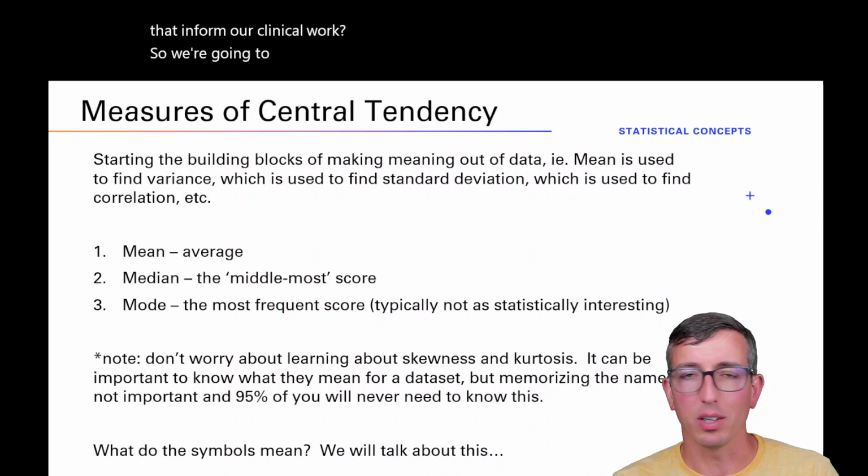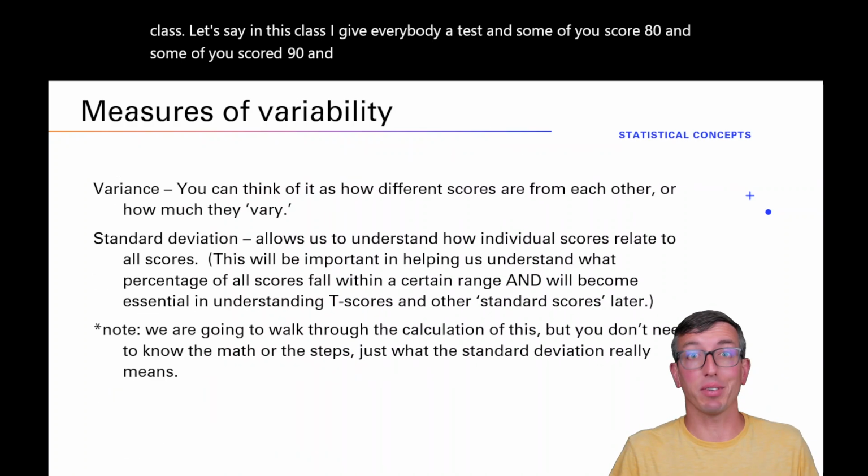So let's pretend that I have a mean, or I have an average. I poll all the people in a class. Let's say in this class, I give everybody a test, and some of you score 80 and some of you score 90, and then I take the average of all the scores and I get 85, just a round number. Doesn't matter what the test is for. But I want to know how big the variance is. What does the variance mean? It means how much those scores differ. And with a test of 80 to 90, average 85, that's about a 5-point difference between most people, or a 10-point range between most people.